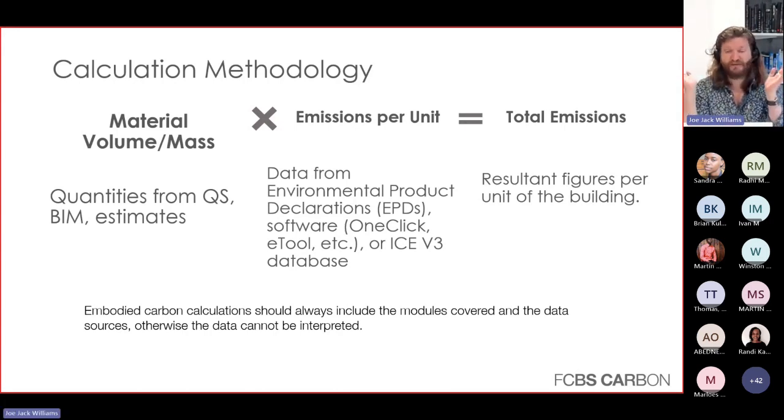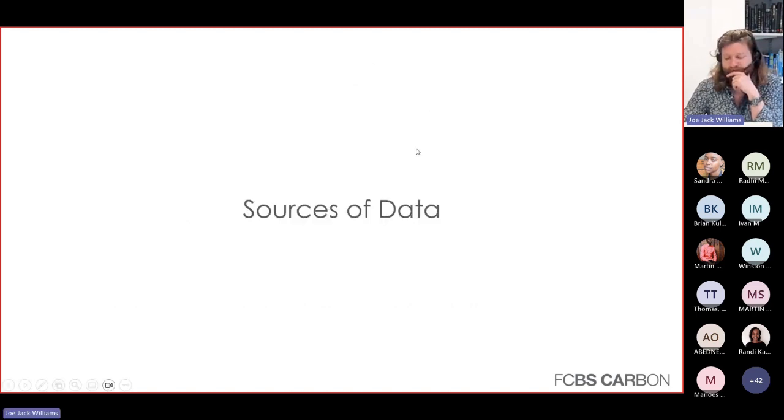You've got the resultant figures, right? So it's super easy. All you need to have is those two bits of data. Now finding them's the tricky bit. I'll show you just quickly how to do the emissions per unit. So, oops, hang on. Oops, if I'm on the right screen.